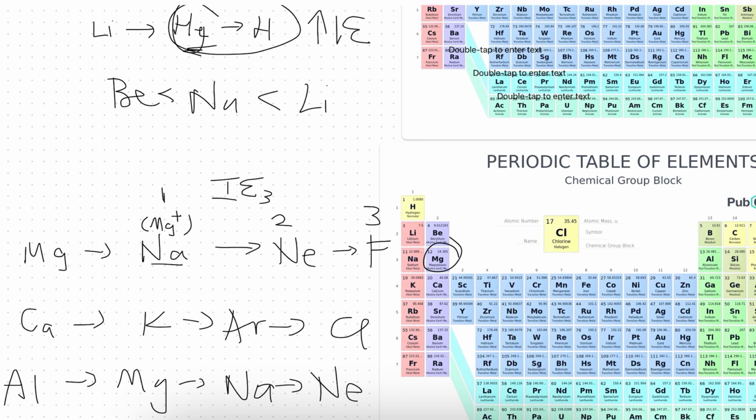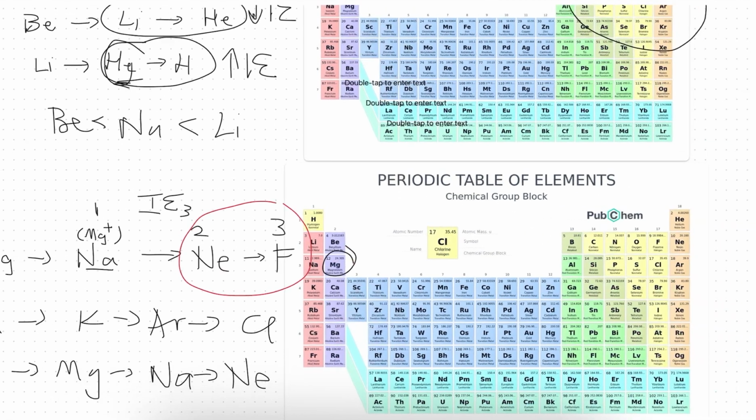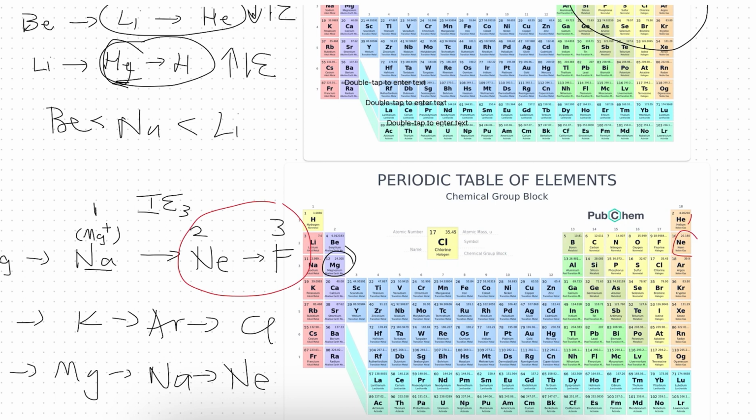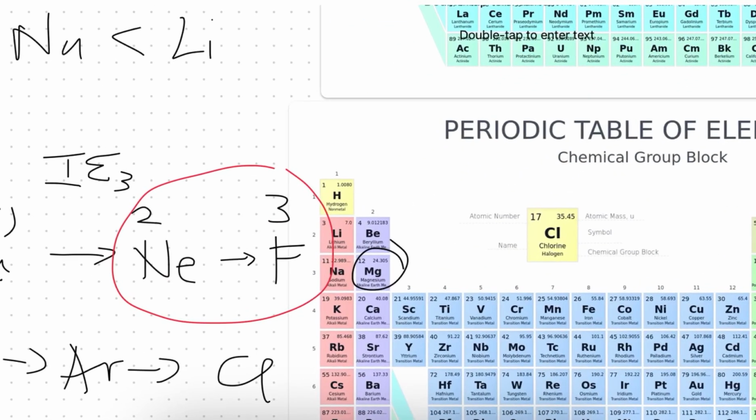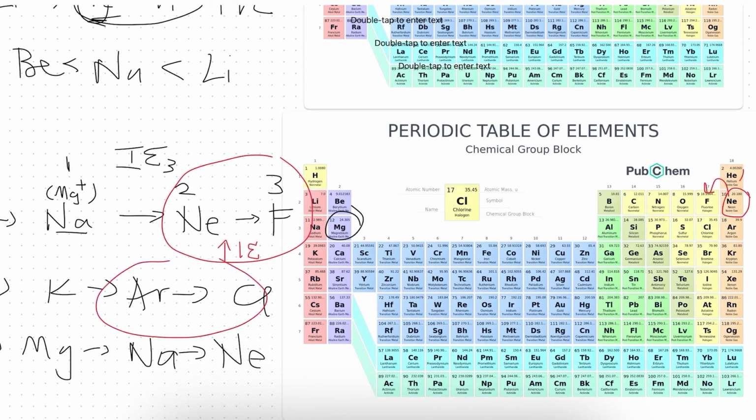So let's see, third ionization energy. That means ionizing to get to losing the third electron. So it's this last part which I've circled. Neon to fluorine. Noble gas, losing electron. Very difficult. High IE. Argon to chlorine. Same thing, high IE. Sodium to neon. So alkaline to noble gas, very easy, low IE.